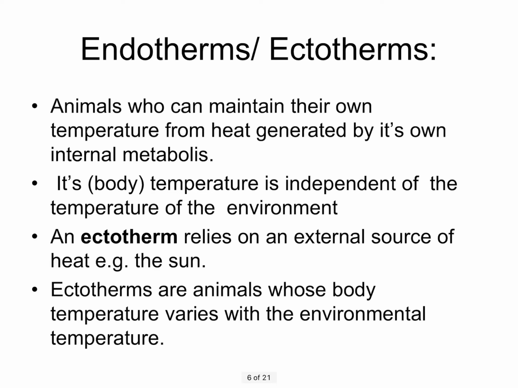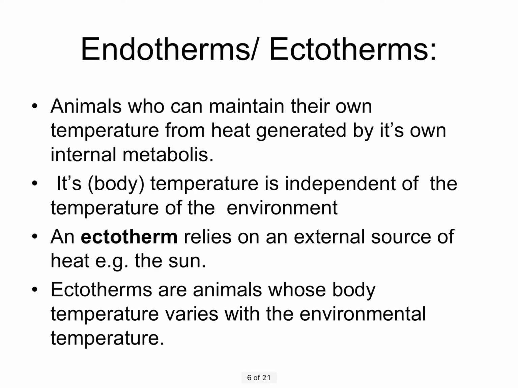Children, for instance, have body temperatures that are nearly always warmer than adults because they have a higher metabolic rate. Children generally have a higher metabolic rate, so they would have a higher temperature. Okay, so try to remember endotherms: inside. We are endotherms, we can regulate our own temperature from heat that we produce during metabolic reactions. Whereas an ectotherm relies on an external source of heat, so the sun. Snakes, for instance, are ectotherms.